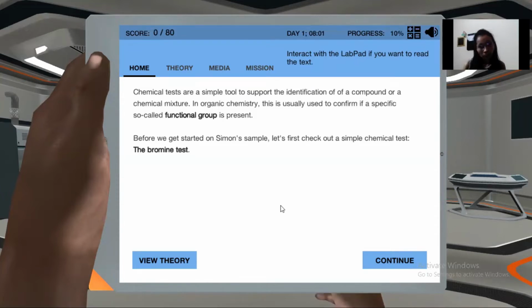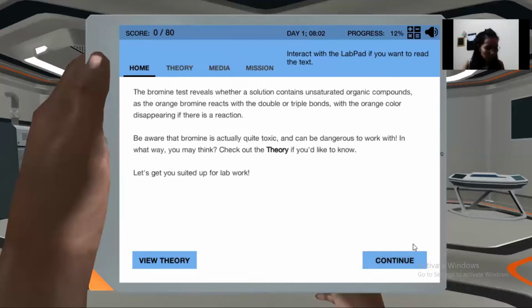Before we get started on Simon's sample, let's first check out a simple chemical test, the Bromine Test. The Bromine Test reveals whether a solution contains unsaturated organic compounds, as the orange bromine reacts with the double or triple bonds, with the orange color disappearing if there is a reaction. Be aware that bromine is actually quite toxic, and can be dangerous to work with. In what way, you may think? Check out the theory if you'd like to know.